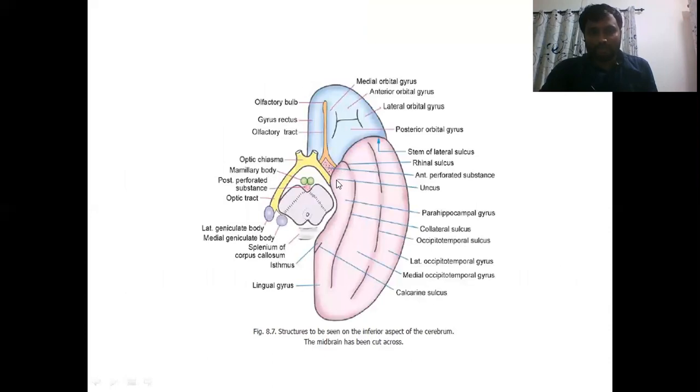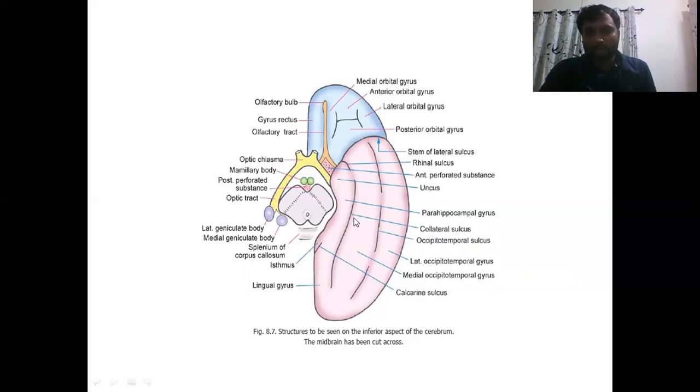See here, this area, the part which lies medial to this rhinal sulcus. See, this is the rhinal sulcus. Medial to that, this area is known as uncus. Then medial to the collateral sulcus, this gyrus or this area, it is the parahippocampal gyrus. So uncus, parahippocampal gyrus, which belongs to the limbic system. Okay. So this one uncus, then parahippocampal gyrus.